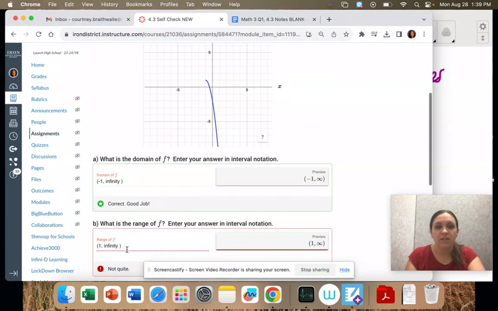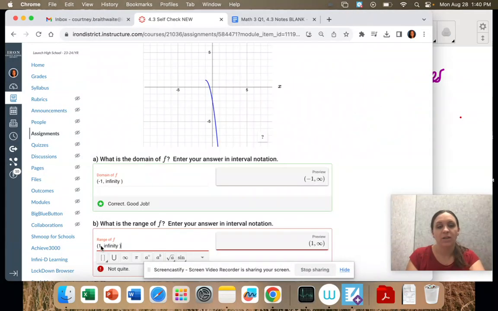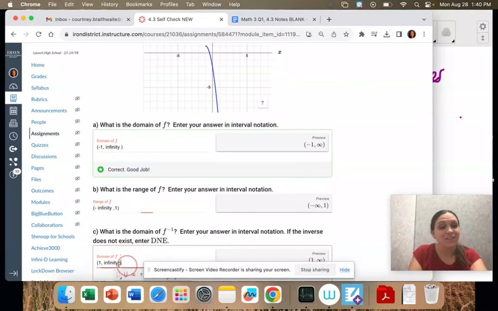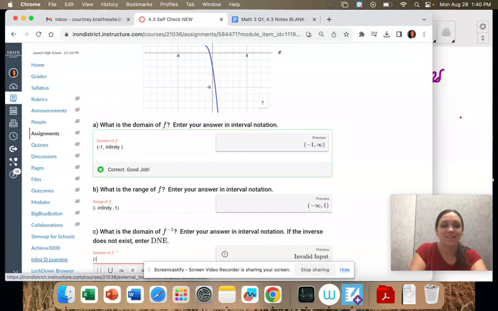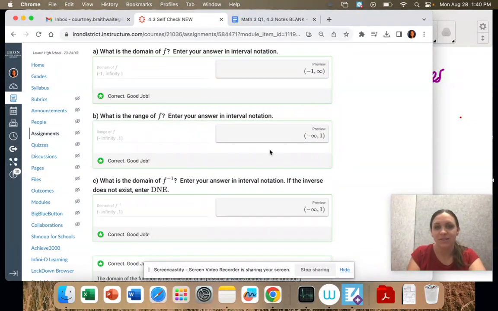Oh, I did it backwards. Look, I wrote down -infinity to 1. Why did I put 1 to infinity? Whenever you get the wrong answer, go back and check what you wrote down. Does it match? Because half the time that's the problem. So we write something down and then we type it in different. There we go.